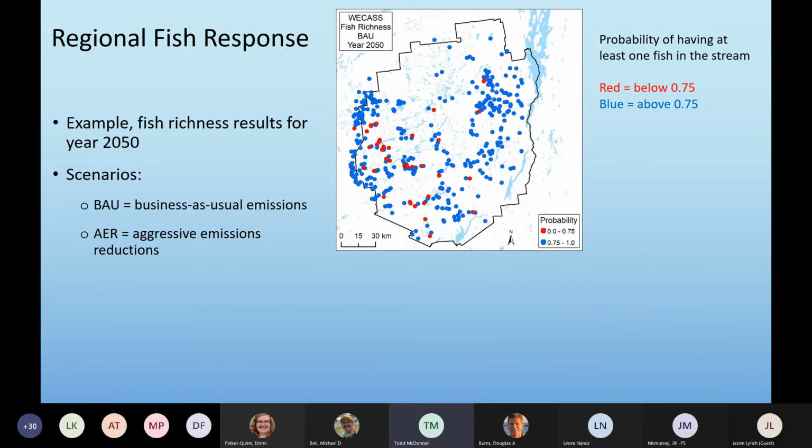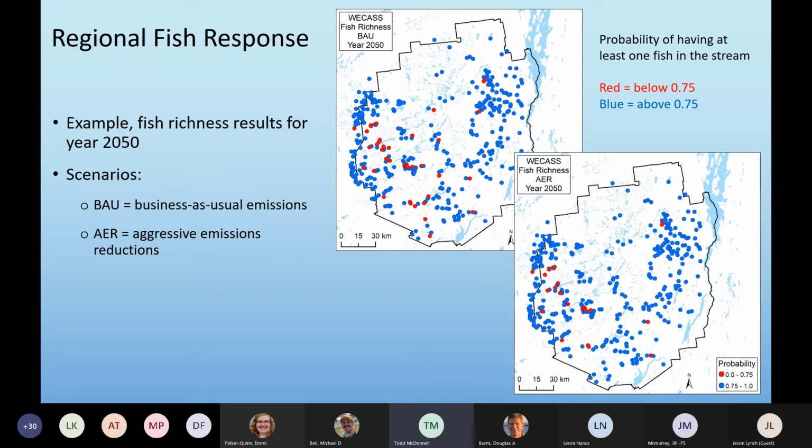So here's an example of the fish richness results for year 2050 under the business as usual emissions scenario. Business as usual means ambient deposition, ambient emissions moving forward out to 2150 and even beyond. So this map shows the probability of having at least one fish in the stream. The red dots are the streams that have a low probability, below 75%, of having at least one fish. And the blue dots are those streams that we expect to have at least one fish, more than 75% chance. This is under business as usual emissions. Then when we switch to an aggressive emissions reduction scenario, so decreasing emissions from where we are today, we expect additional biological recovery, all else being equal, with emissions reductions moving forward. So we have fewer red dots, more blue dots, more streams where we expect to have at least one fish.